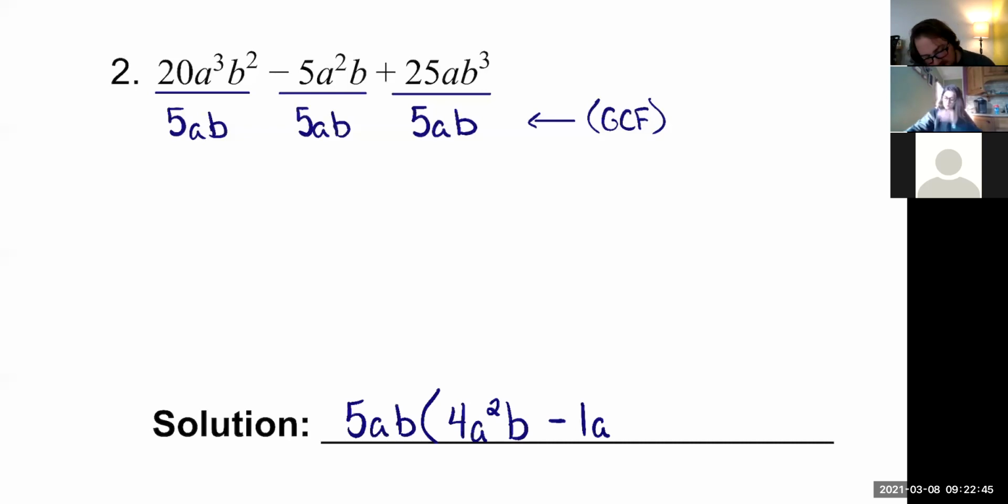Third term, 25 divided by 5 is 5. A divided by A cancels, is gone. There was one there. We took it away. B to the third divided by B is a B to the second. There was 3. We took away 1, which leaves us with 2. Just like that, greatest common factor is now to the side. This one is factored.